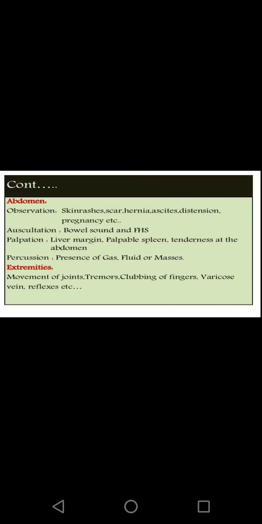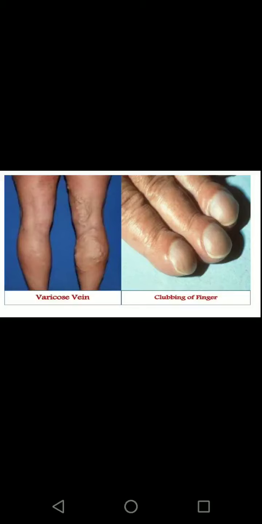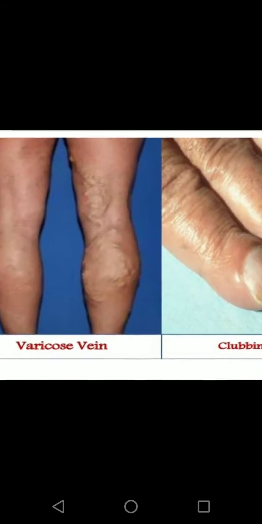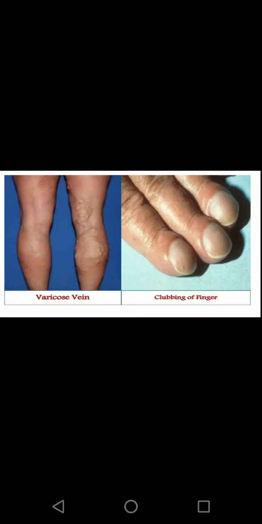Then we will go for extremities. Movement of the joints, tremor, clubbing of fingers, varicose veins, reflexes, etc. These are varicose veins and clubbing fingers.